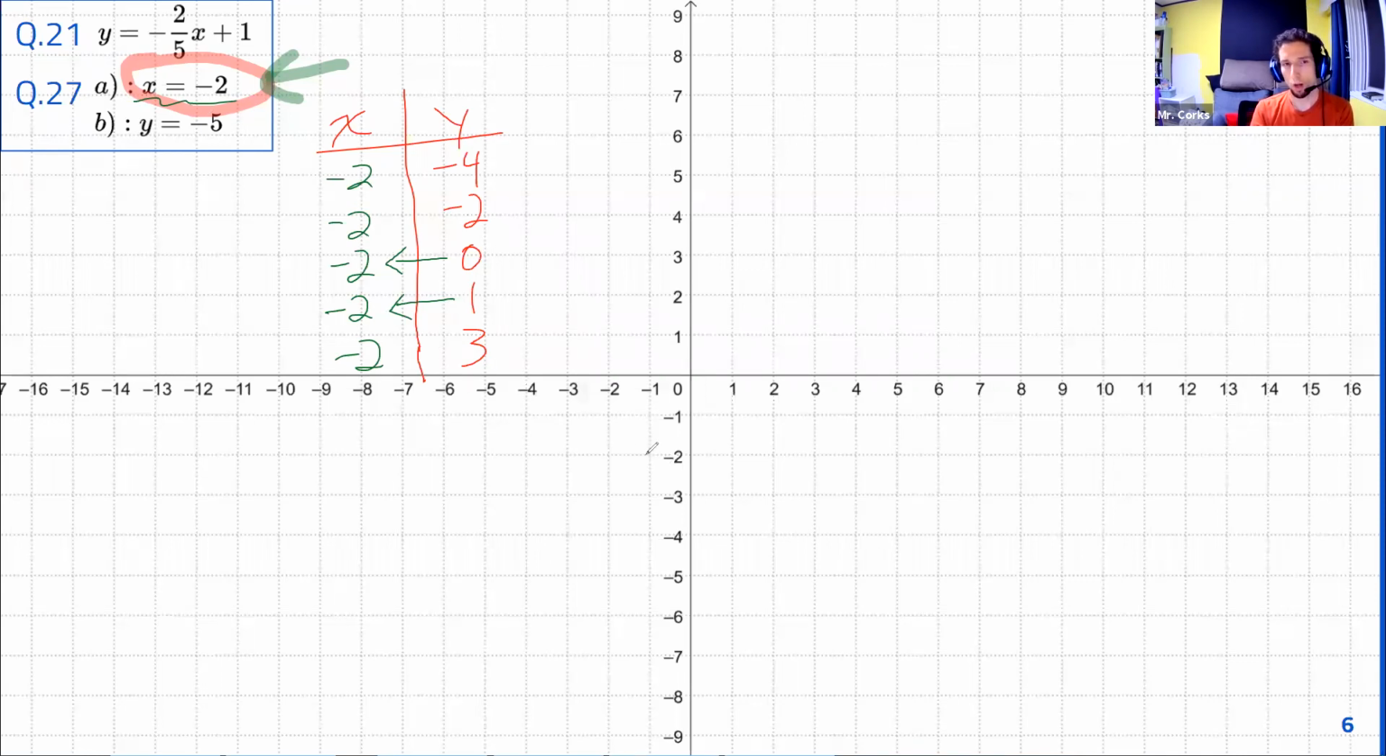So we can just draw all of these points. Let me get a thicker pen here. -2, 0; -2, -2; -2, -4; -2, 1; -2, 3. Look at all the points. What's that shape? It is a vertical line going through -2. So that's how we know it's a vertical line. Just use a table of values. Just make a bunch of points.